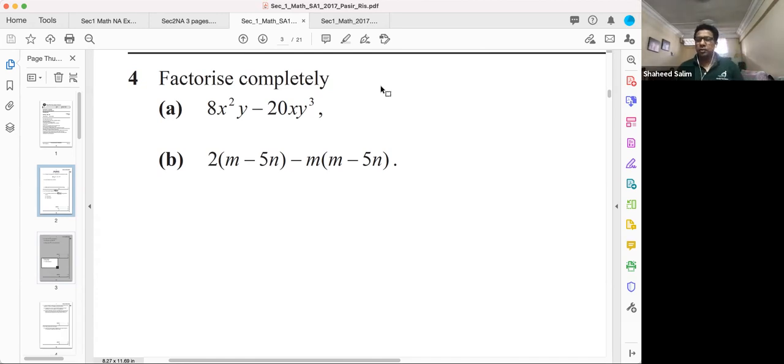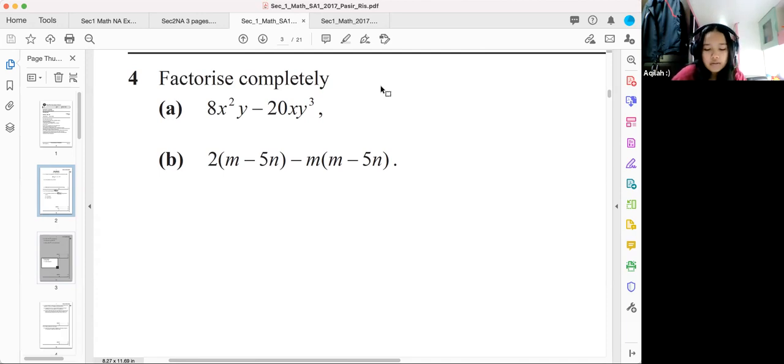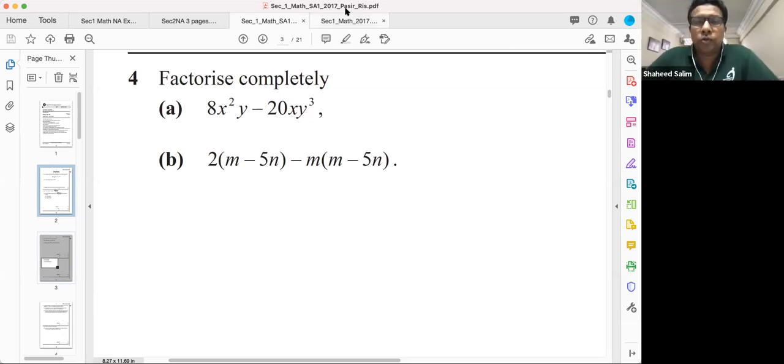Once you finish A, tell me the answer, okay? Is the first one 4xy bracket negative 5y squared plus 2x. Okay, can you show me your answer? You wrote it down? You just did it in your head, okay.